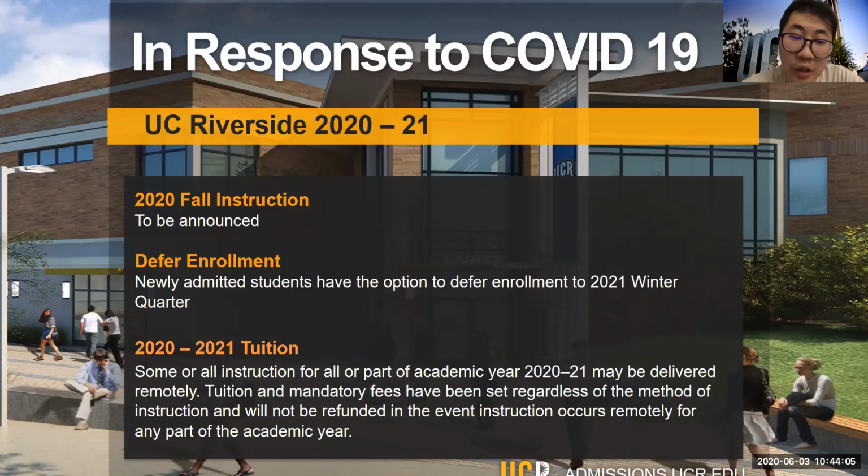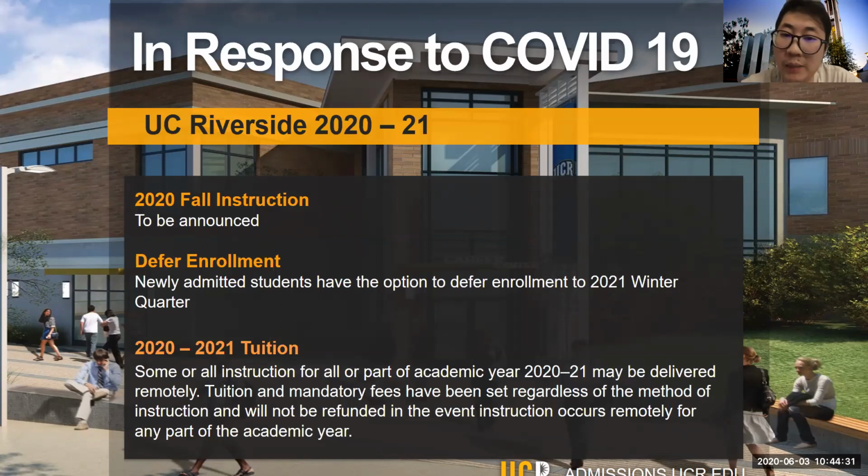And we do offer enrollment deferral this year. Students do have the option to come in winter quarter instead of fall. So if you are facing a visa issue, or if you don't feel safe coming to the US this year, you have the option to defer your enrollment for UCR. You can defer your enrollment to 2021 winter quarter, which starts in January.